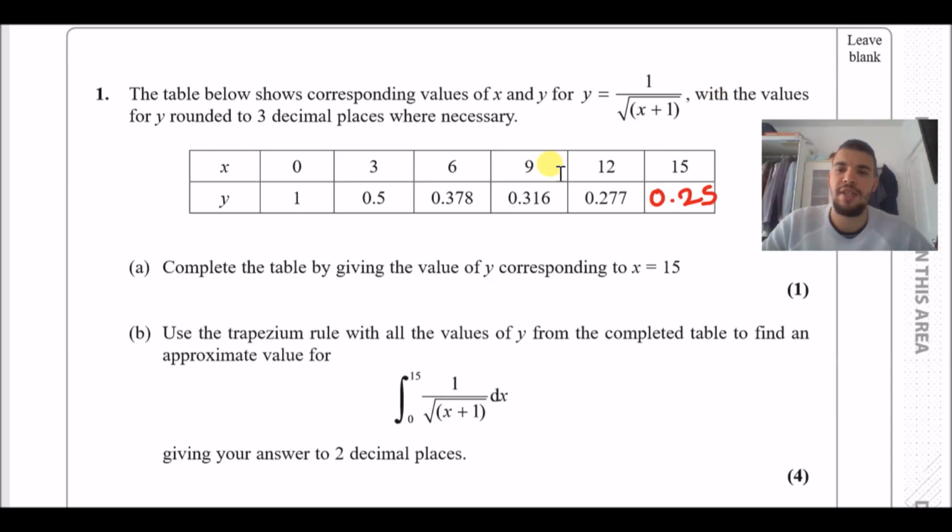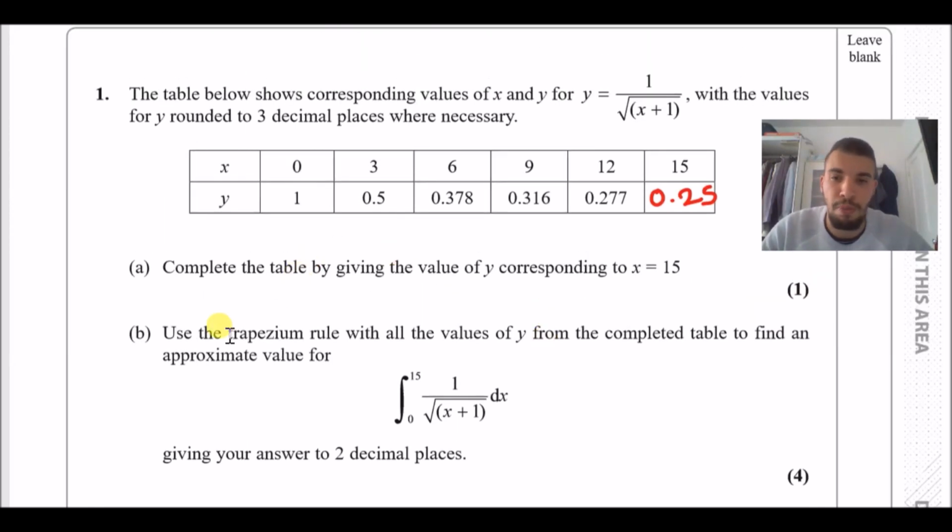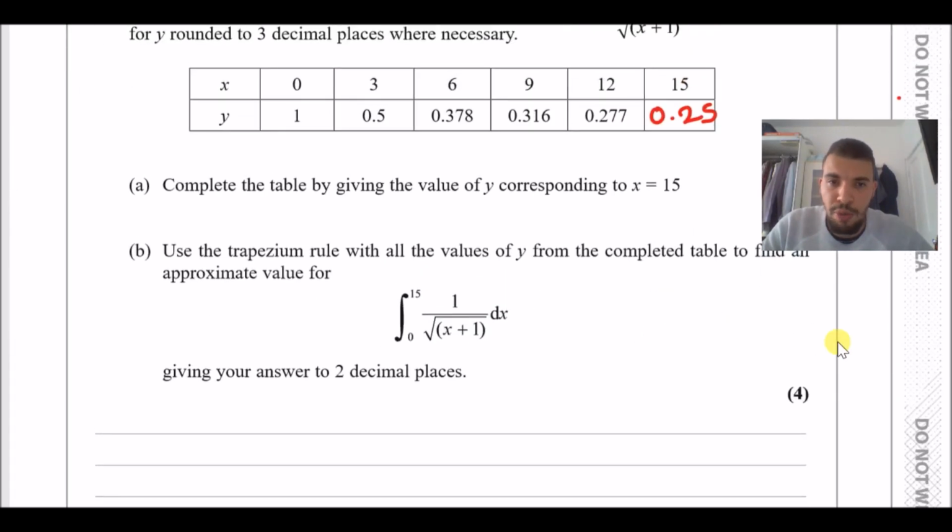Okay, not bad. B. Use the trapezium rule with all the values of y from the complete table to find an approximate value of this integral. Now note guys, yeah, we never evaluate integral because this is something you do at the C3-4 level. You're not taught how to integrate this. You could actually integrate this, but you'll get no marks because they specifically tell us to use the trapezium rule. So what is the trapezium rule, yeah?